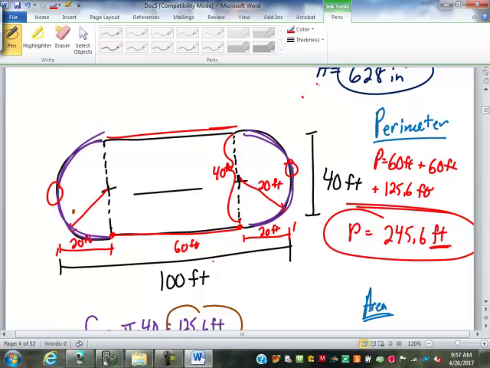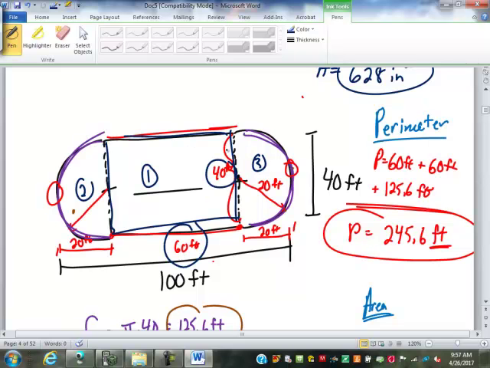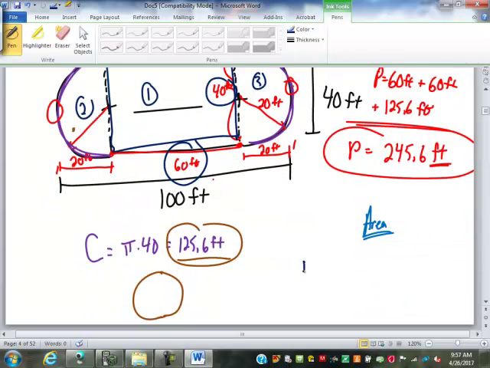Area, well, I have 3 sections to worry about here. I have this rectangle in the middle. Then I have these 2 half circles to worry about. How do I find the area of the rectangle in the middle? Length times width, 60 times 40. So for piece 1, it's just going to be 60 feet times 40 feet, which is 2,400 square feet.